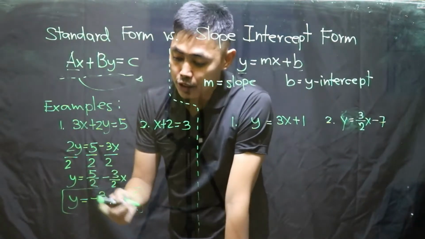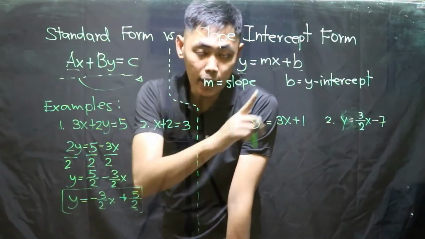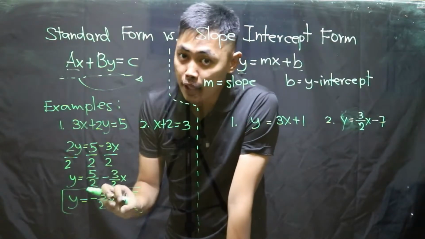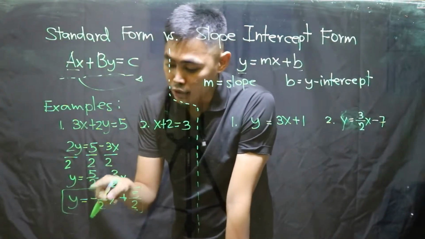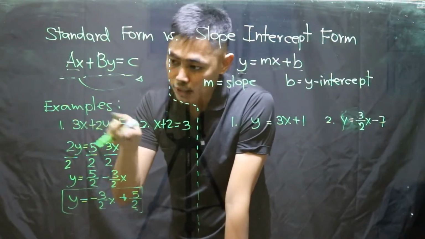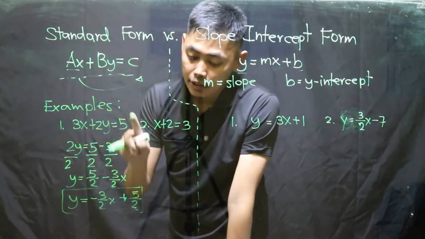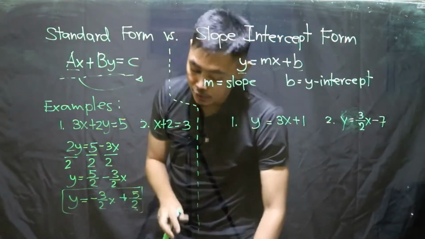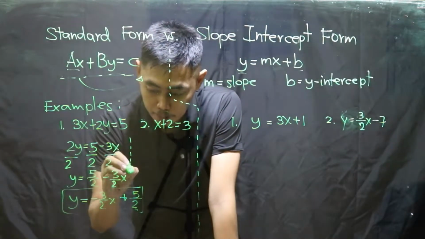These two equations are the same. What I just did is to change the form so that the slope and the y-intercept are readily available for my usage. So we can directly say that the slope of this particular linear equation is negative 3 over 2 and the y-intercept is 5 over 2. Okay, so let's dive into our second example.